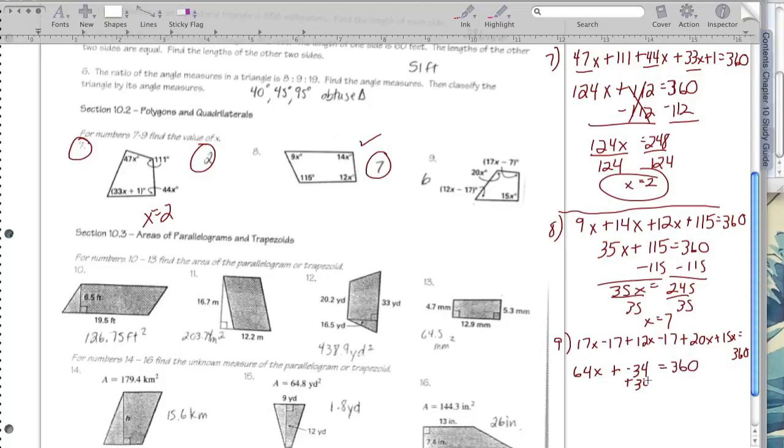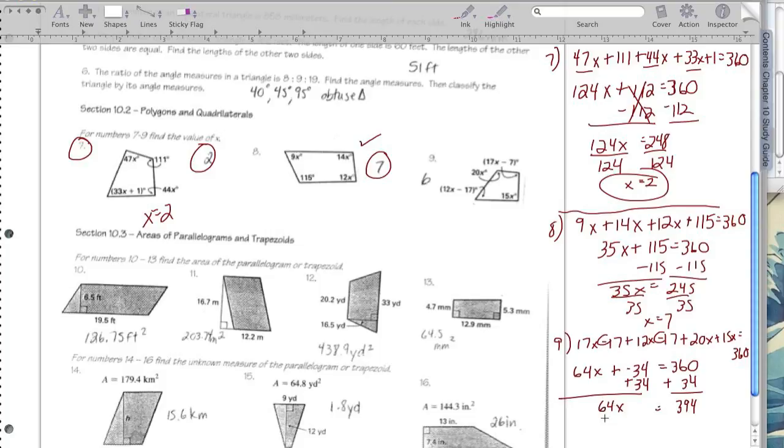I'm going to add 34 to both sides. And the reason it was a negative 34 is because this was minus 17 minus 17. So 360 plus 34, as we have written here, is going to give me 394.